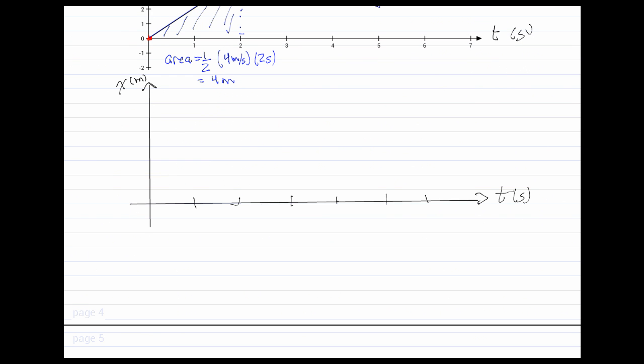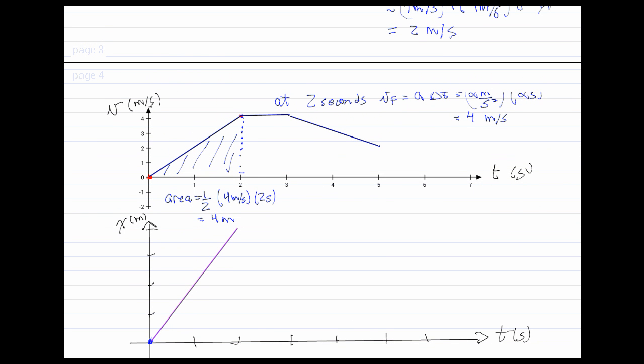So that means we start here and we increase up to 4. So 1, 2, 3, 4. And in the first 2 seconds we go all the way up. Well, that doesn't look very good. Let's draw a straight line. Go all the way up to 4. Alright, now I have done something wrong here.